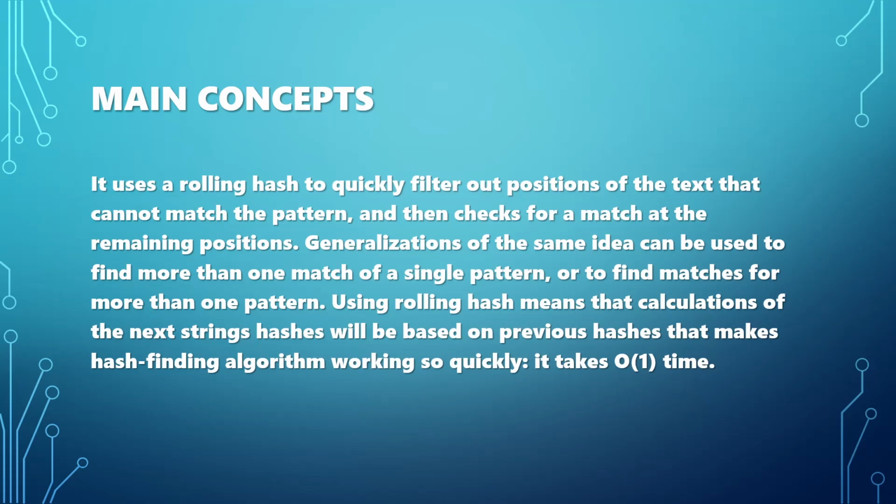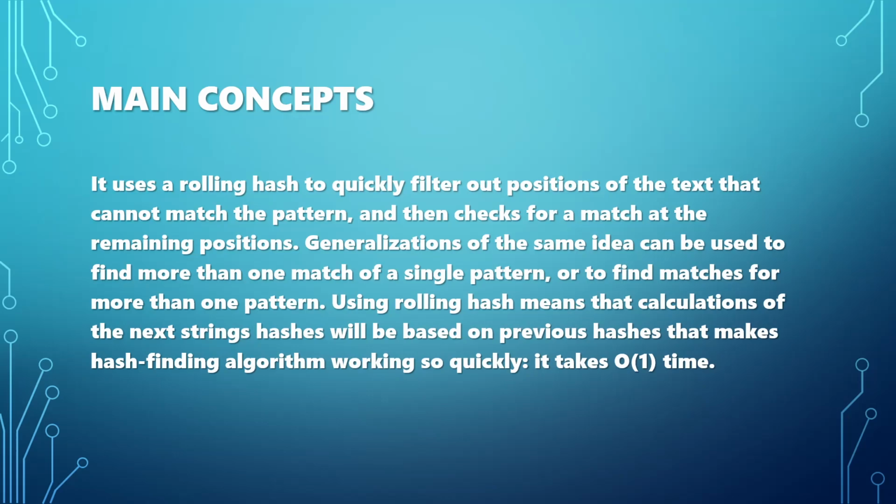And let's talk about the main concepts of this algorithm. As I said previously, it uses a hash function, but it uses a rolling hash to quickly filter out positions of the text that cannot match the pattern, and then checks for a match at the remaining positions. Generalizations of the same idea can be used to find more than one match of a single pattern, or to find matches for more than one pattern. We will talk about this a bit later.